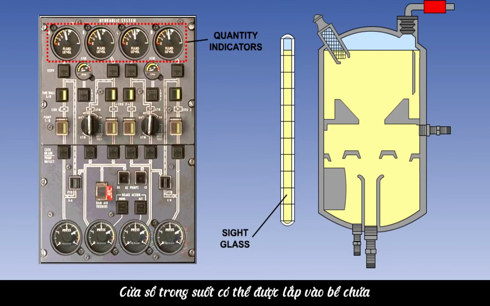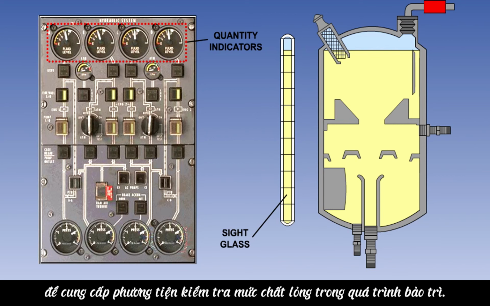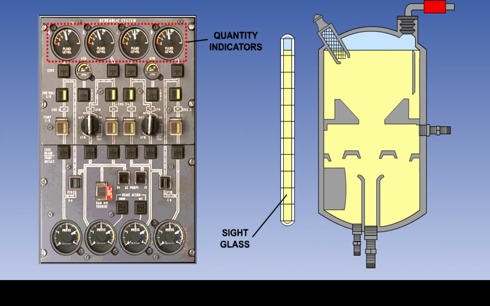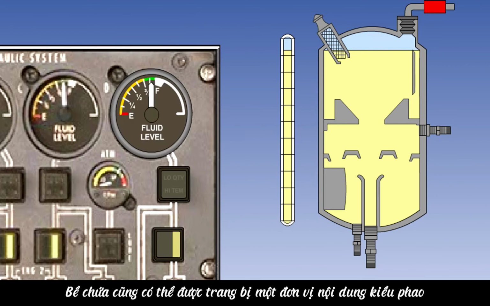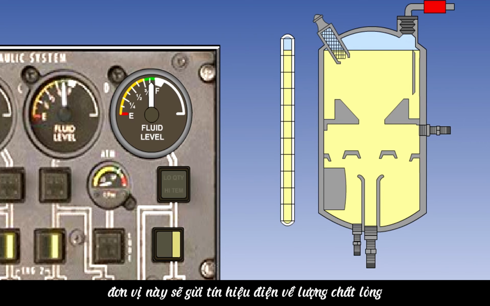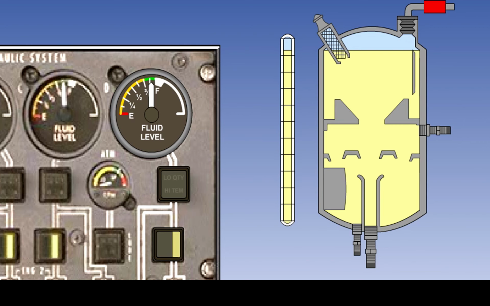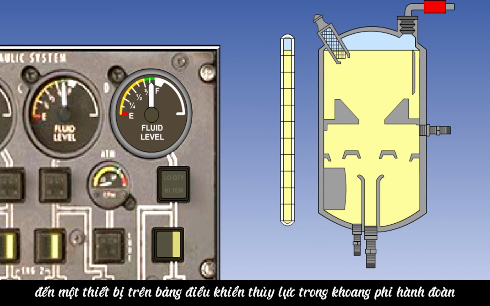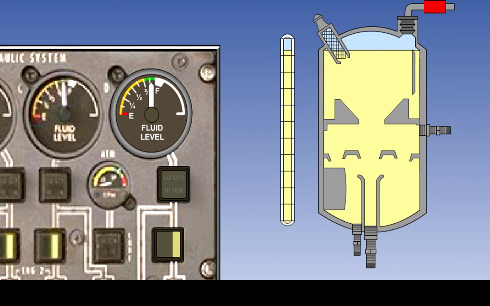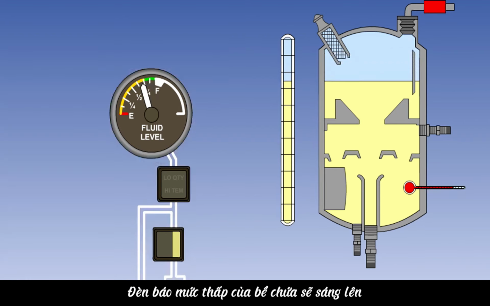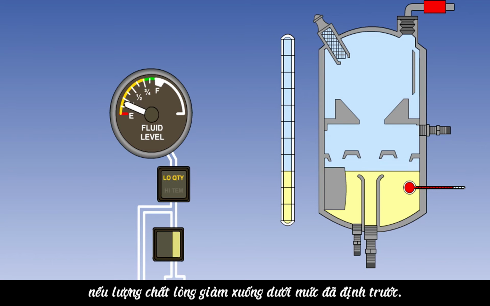A clear window may be fitted in the reservoir to provide a means of checking fluid level during servicing. The reservoir may also be fitted with a float-type contents unit, which electrically signals fluid quantity to an instrument on the hydraulics panel in the crew compartment. The reservoir low-quantity light will illuminate if the fluid quantity falls below a predetermined level.